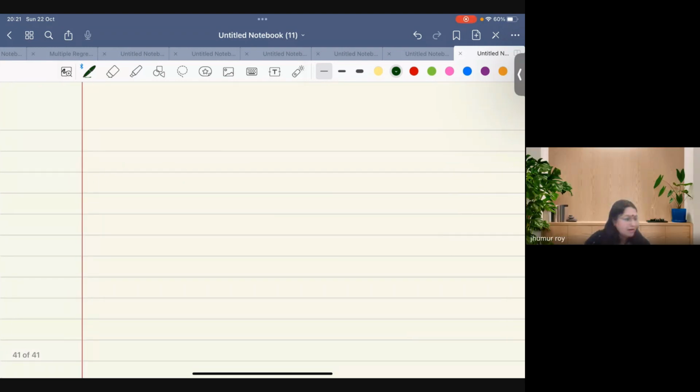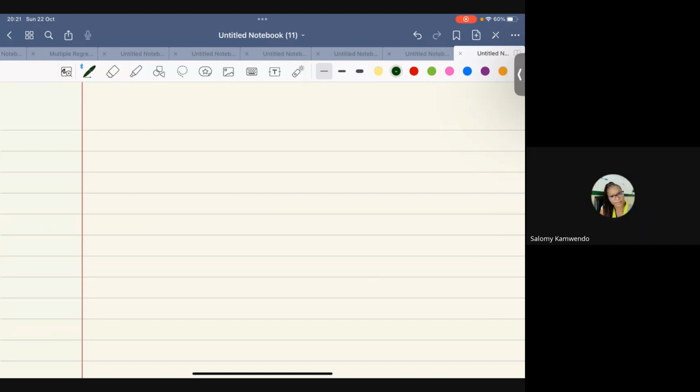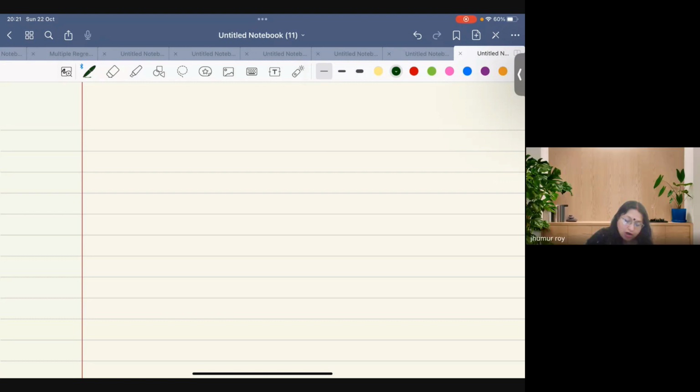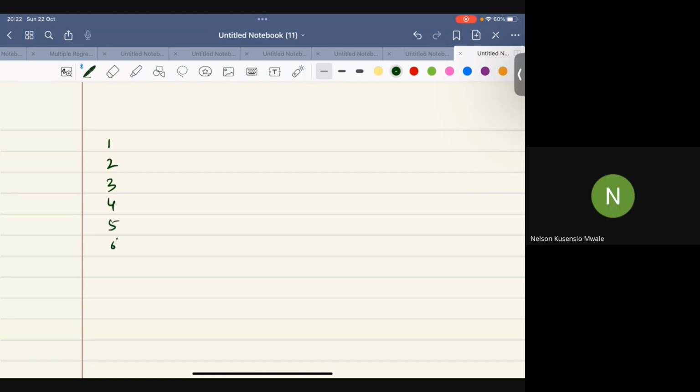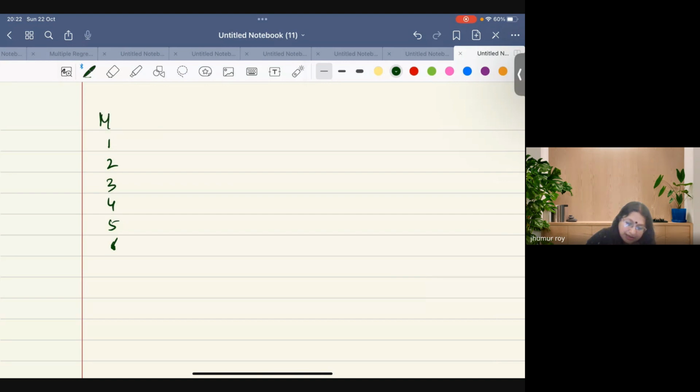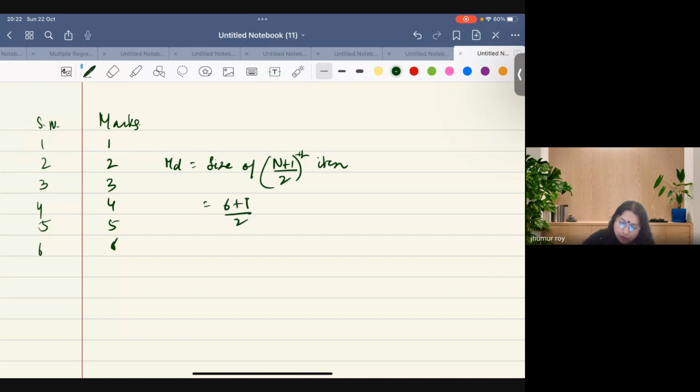So now I will write a question. Suppose you've got 1, 2, 3, 4, 5, 6. Let me just take this case very simply. I've got this as my marks, and the serial number will be the same, 1, 2, 3, 4, 5, 6. Now I've got 6 numbers over here. So the median is equal to the size of (n plus 1) by 2th item. It will be 6 plus 1 by 2, that is 7 by 2, that is the 3.5th item.